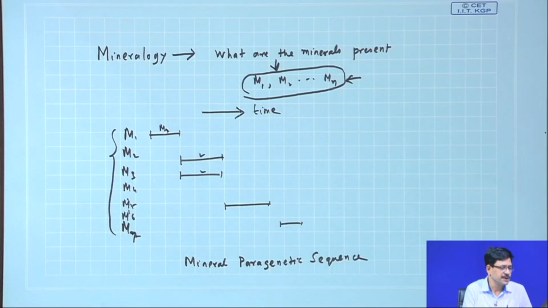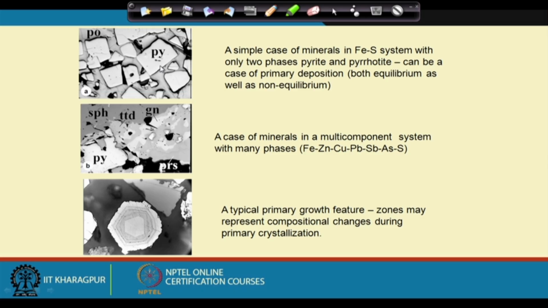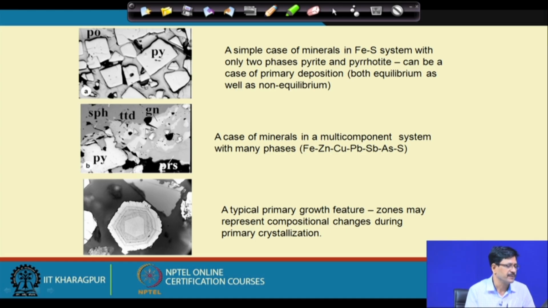mutual intergrowth, I could just show you some quick photomicrographs that we have. Here is an example where Py is pyrite, and this is pyrrhotite, FeS. Pyrrhotite is also an iron sulfide. This is what could be thought of as a mineral assemblage. Here we are seeing 2 minerals. In this case, we find more than 2 minerals: this is pyrite, this is sphalerite, this is tetrahedrite, galena. These are forming an assemblage. This is what we mean by an assemblage.